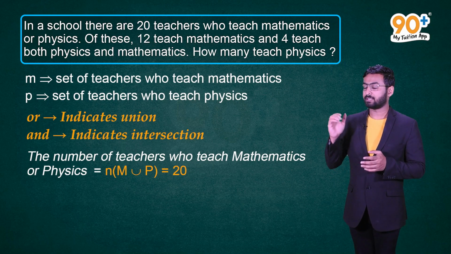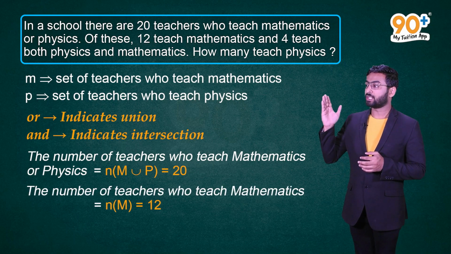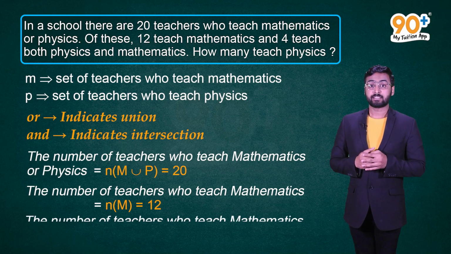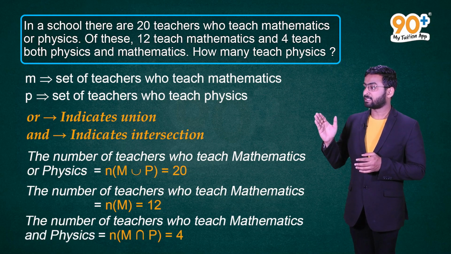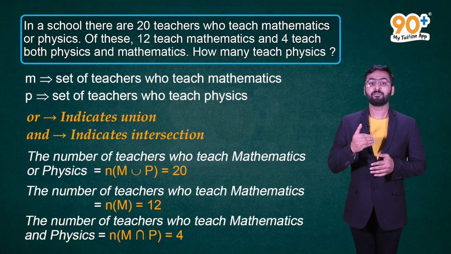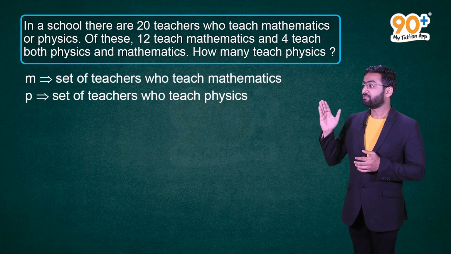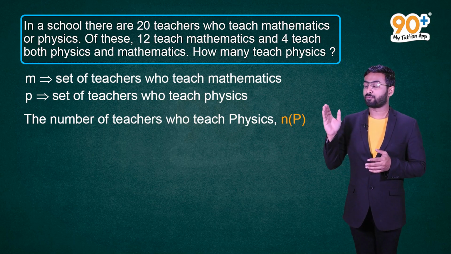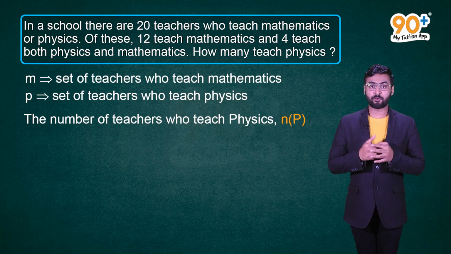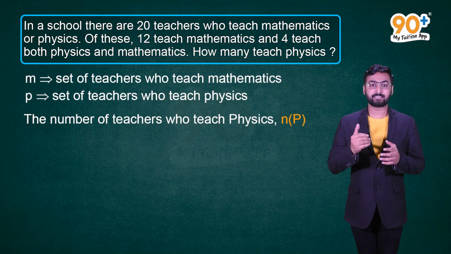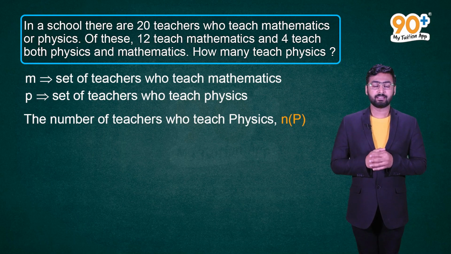So, here the number of teachers who teach mathematics or physics is equal to n of M union P, which is equal to 20. The number of teachers who teach mathematics is equal to n of M, which is equal to 12. The number of teachers who teach mathematics and physics is equal to n of M intersection P, which is equal to 4. From this data, we have to find the number of teachers who teach physics, and that is n of P. So, what is the formula that can be used here? The same one that we used in our last example. The formula to find the number of elements in the union of two sets.